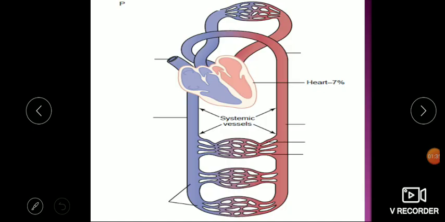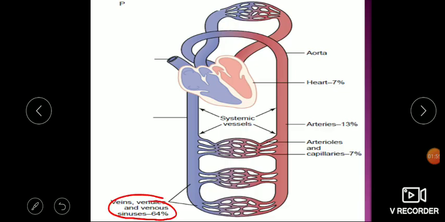The heart contains about 7% of blood, the major arteries carry 13% of blood, then arterioles and capillaries, and venules and venous sinuses carry a chunk of blood, almost 60% of the blood. These drain into the inferior vena cava and superior vena cava. Now these venae cavae are collecting deoxygenated blood from the lower and upper parts of the body.